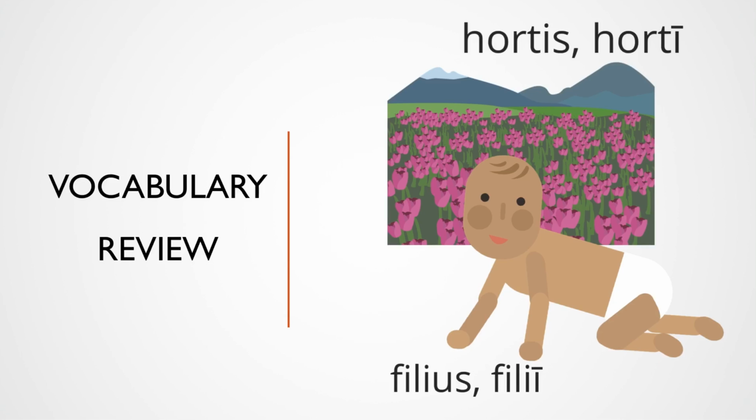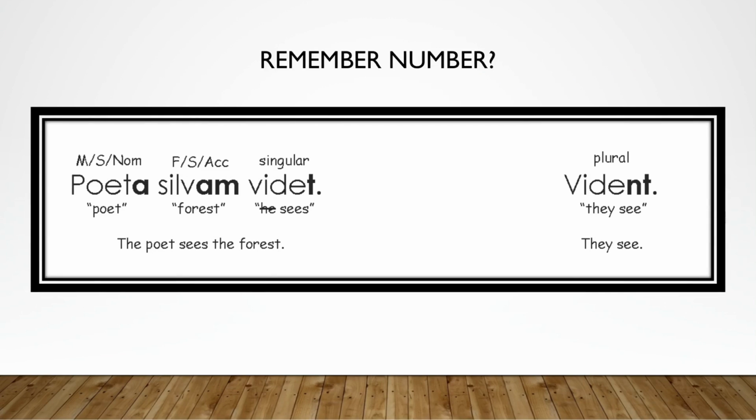Now let's get on to translating. Remember, when it comes to translating with a subject and a verb, you have to make sure that the subject matches the verb in number. That's the key to making sure your subject is actually the subject. So let's look at this example here and see how it works out.